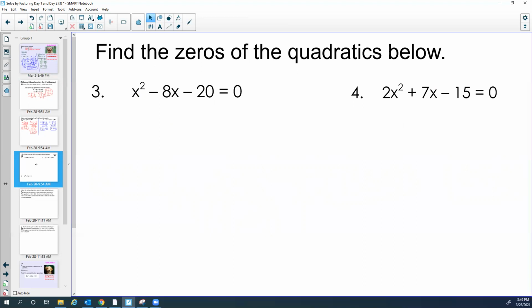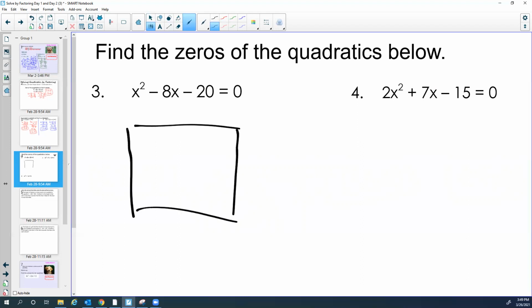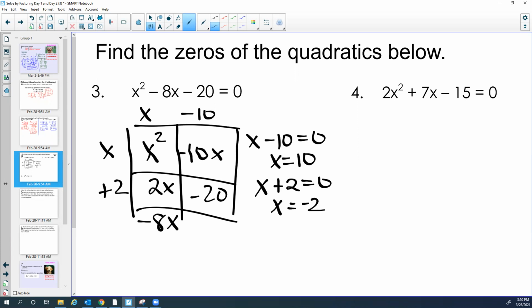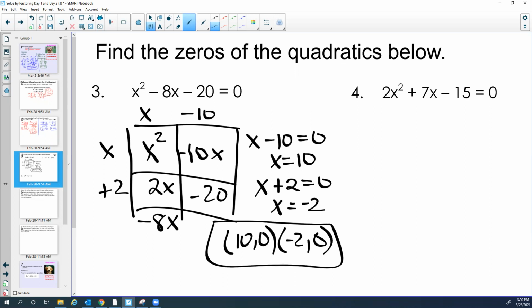All right. x squared minus 20 minus 8x. All right, so there's what my two factors end up being after I factor this out. Now, go ahead and solve for my x. On this one, it'll end up being positive 10. On the second one, it'll end up being negative 2. So (10, 0) and (-2, 0) are my two x-intercepts.